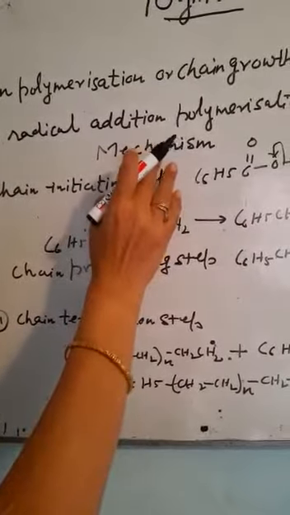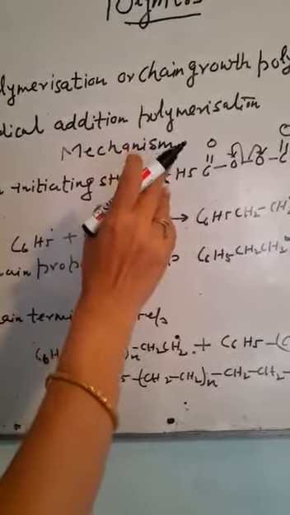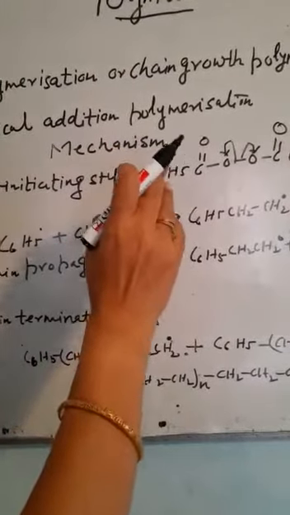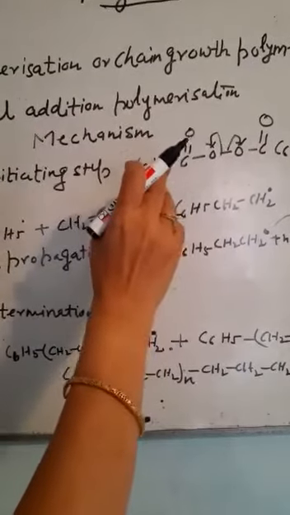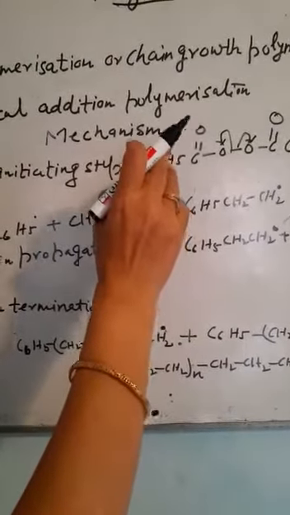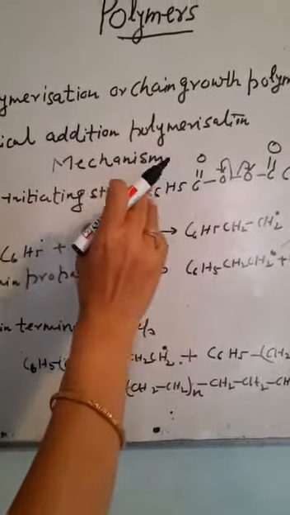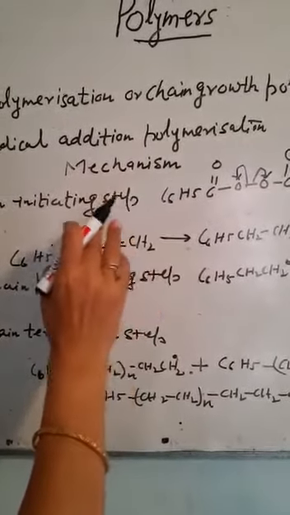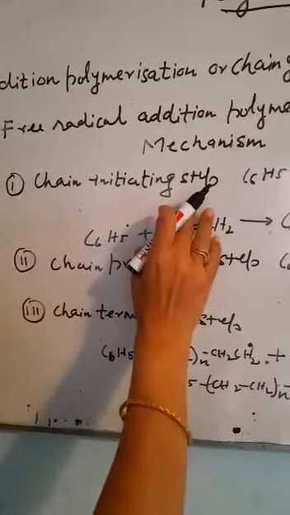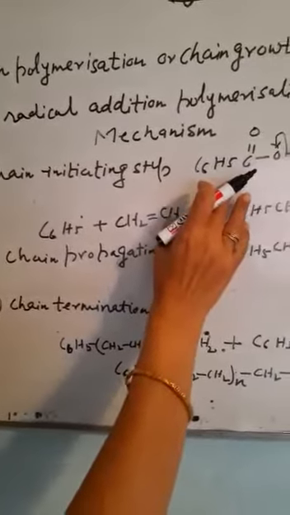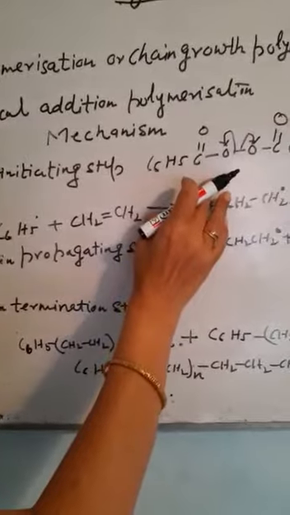In the free radical polymerization, the polymerization takes place in the presence of reactive intermediate. That may be alkene, that may be alkadiene, that may be dioxygen, that may be benzoyl peroxide. I will discuss the mechanism in the presence of benzoyl peroxide, known by the name of a free radical initiator.